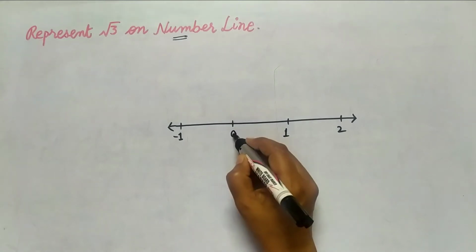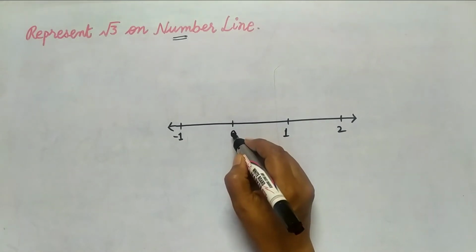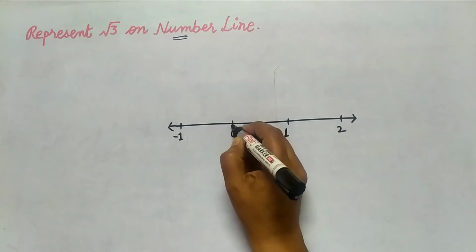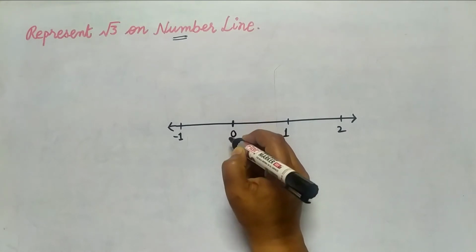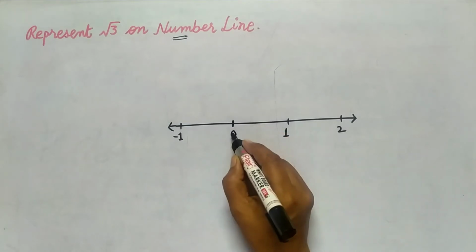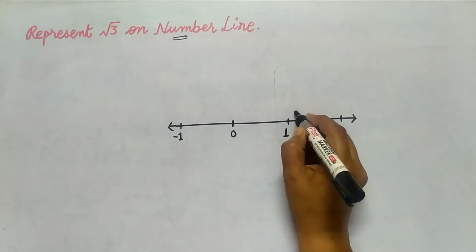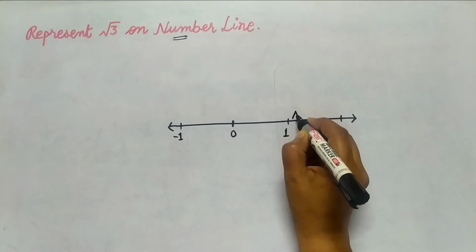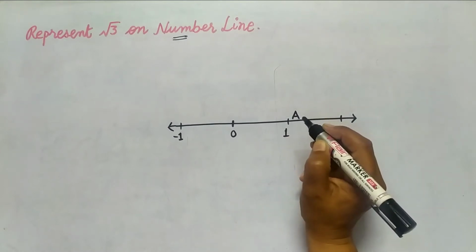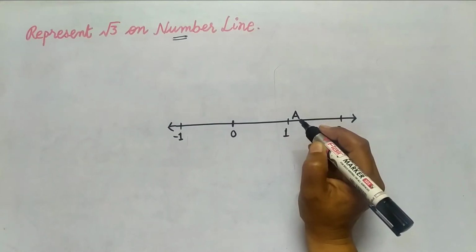We take this point as O, the origin, 0 as origin. Take OA as 1 unit. Here, OA is unit 1.